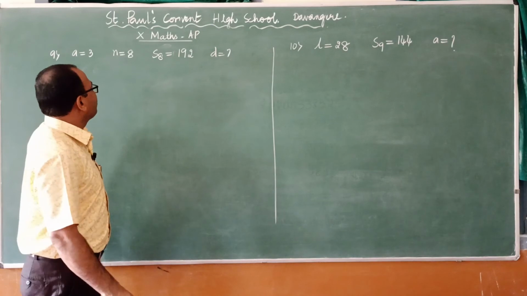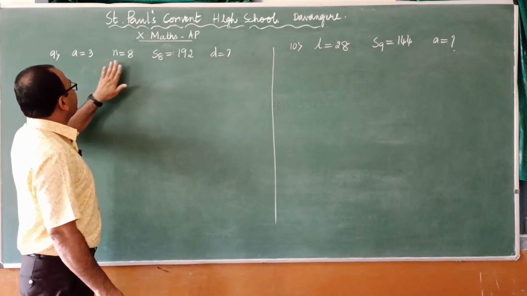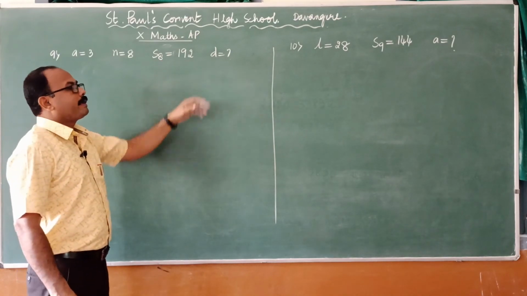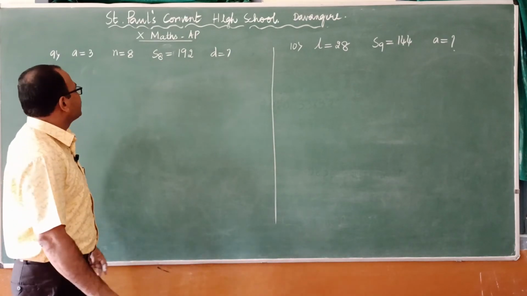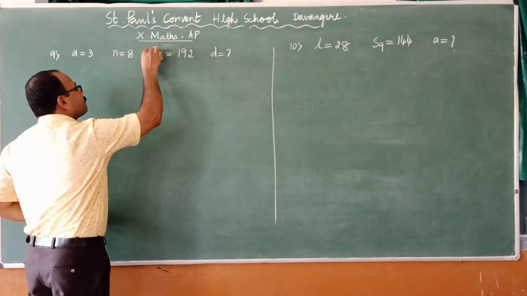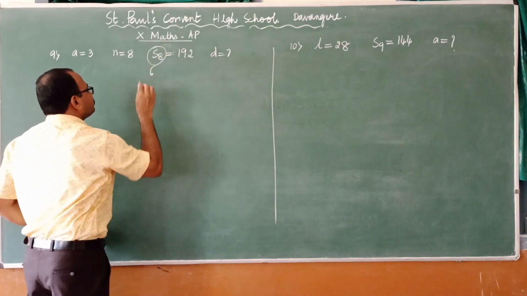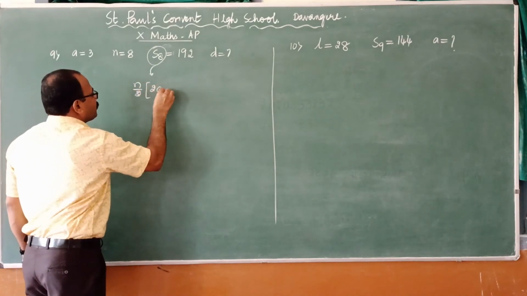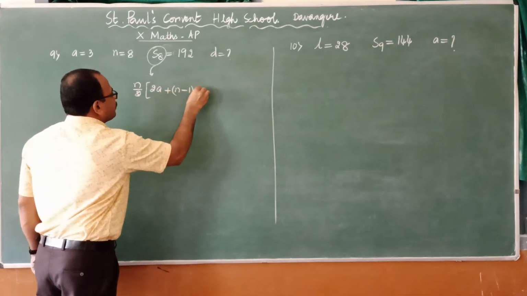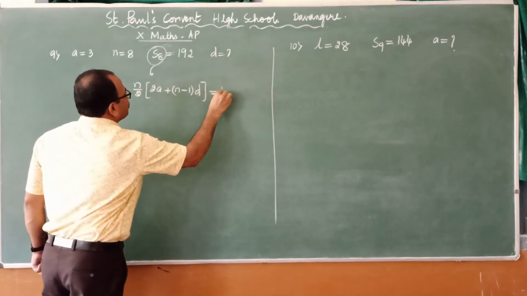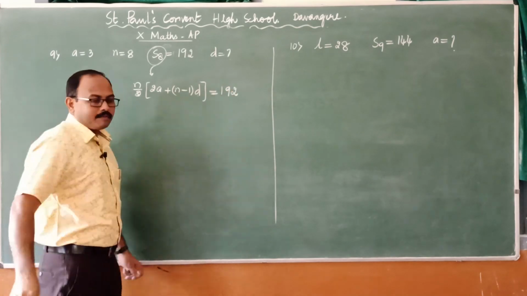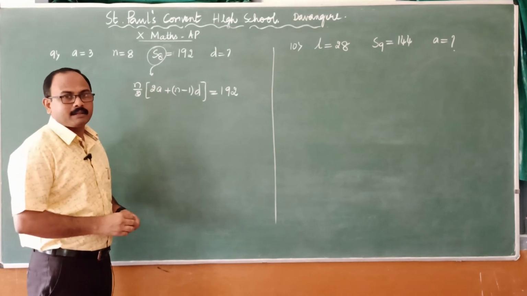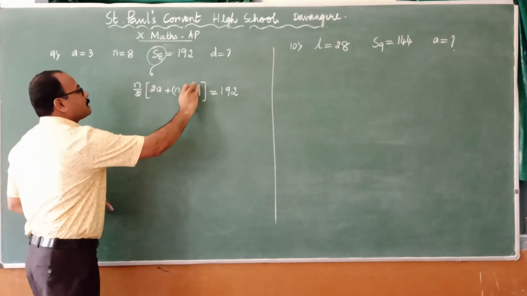Children, the ninth sum we have: first term is 3, number of terms is 8, sum of 8 terms is 192. Find the common difference. It's an easy sum, children. Let's begin from this Sn formula. Therefore, n by 2 into (2a plus (n minus 1) into d) is equal to 192. Here we have not used the second formula because the last term is not given. Therefore, the first formula I have taken, children.